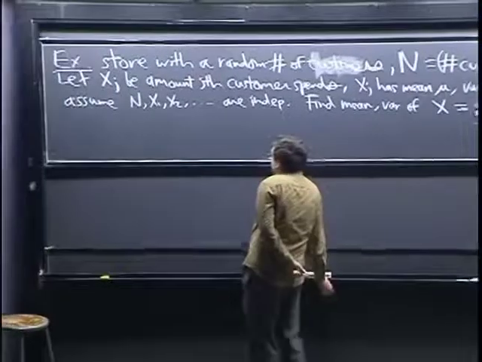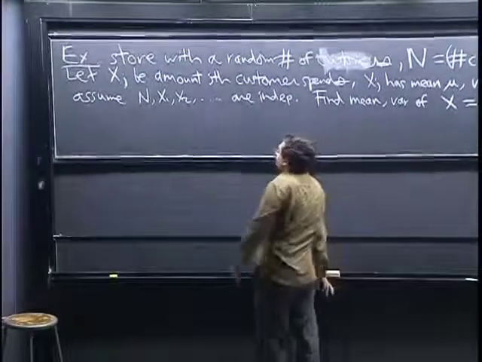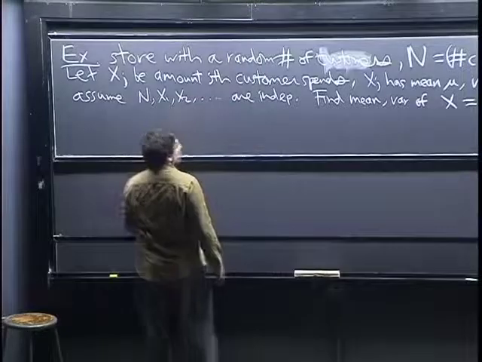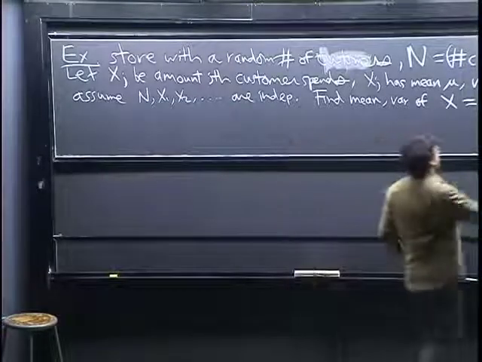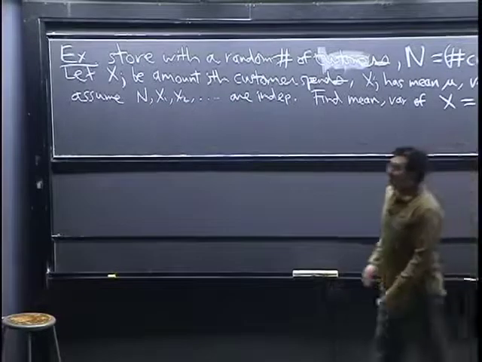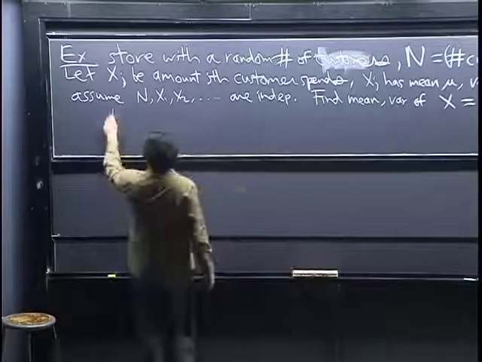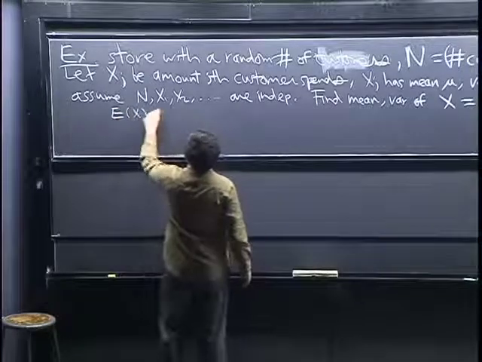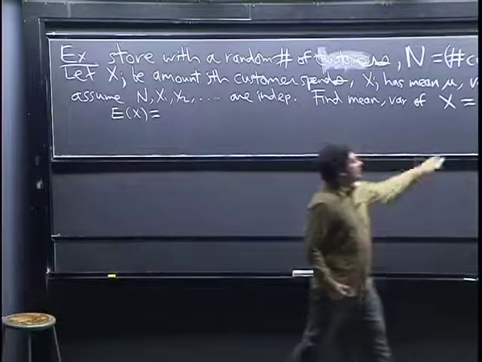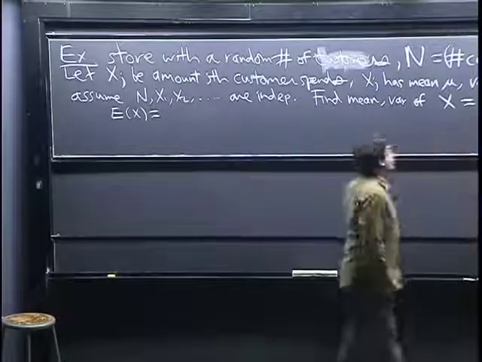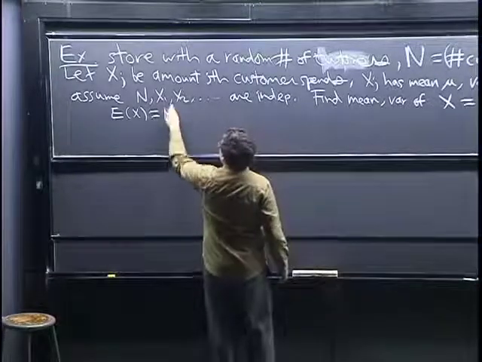And if we just tried to use linearity, your first thought may be that linearity is just a sum, then you might write E of X equals, well, there's n terms, and each one has mean mu, so you just get n times mu.